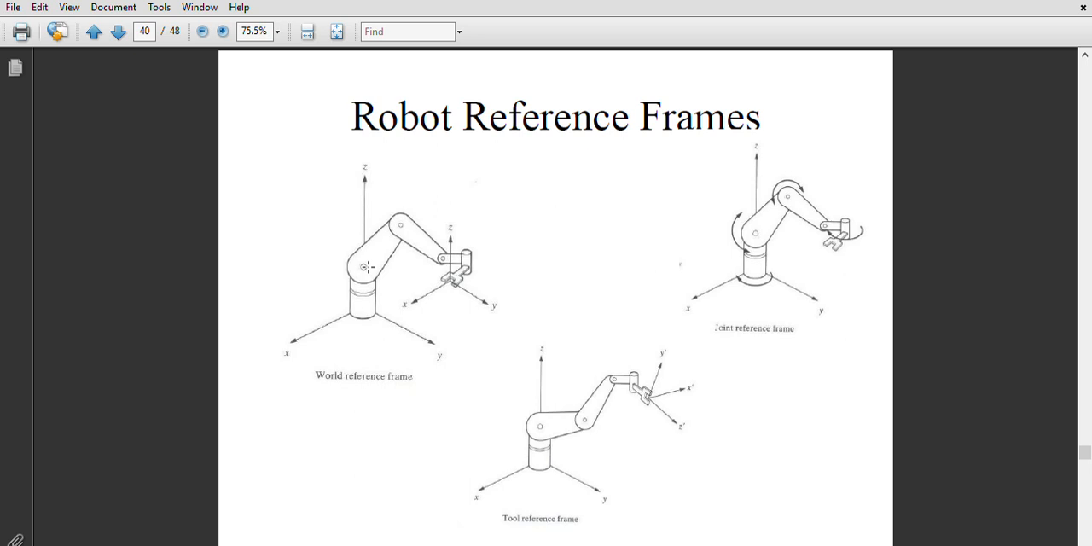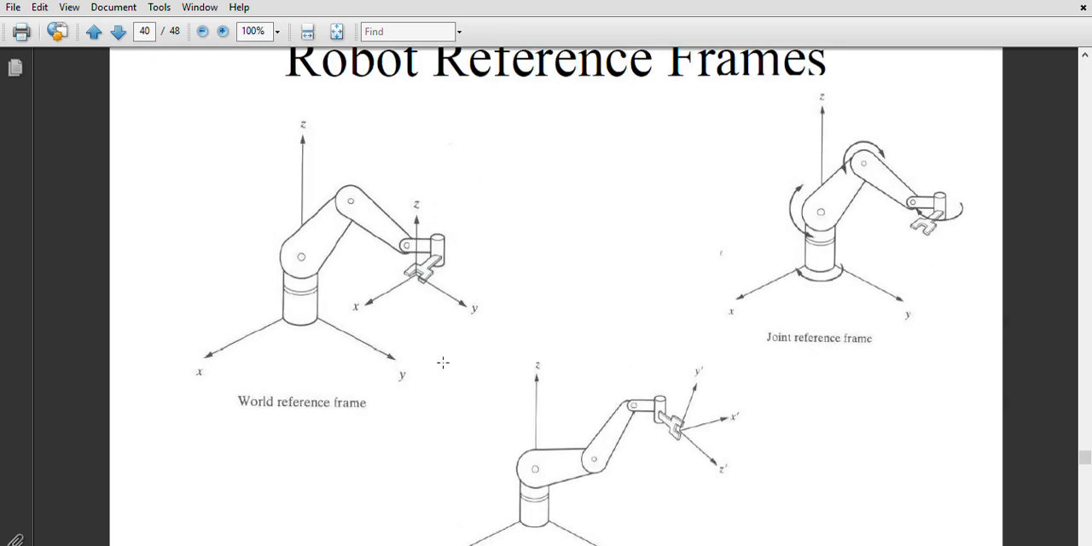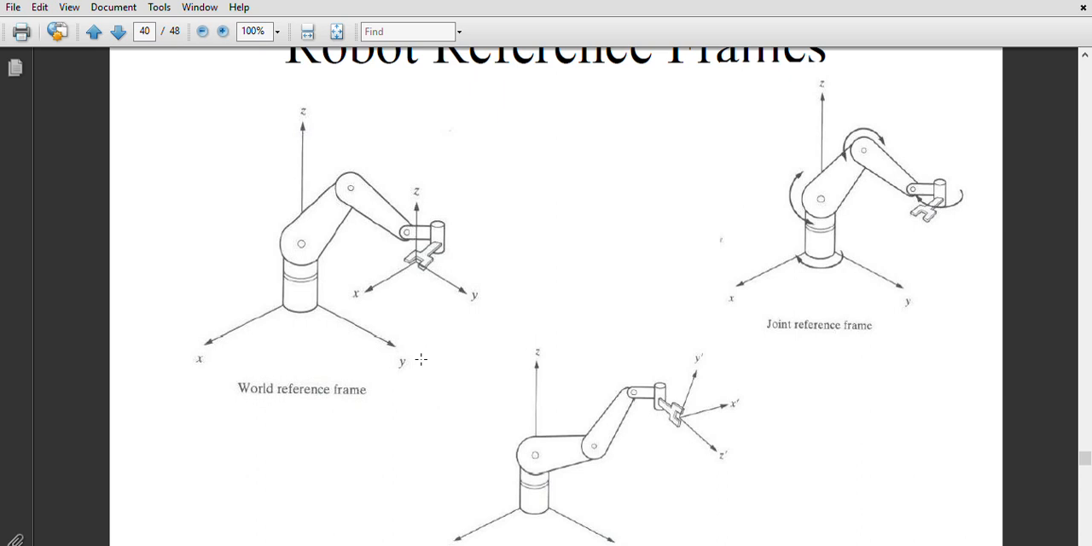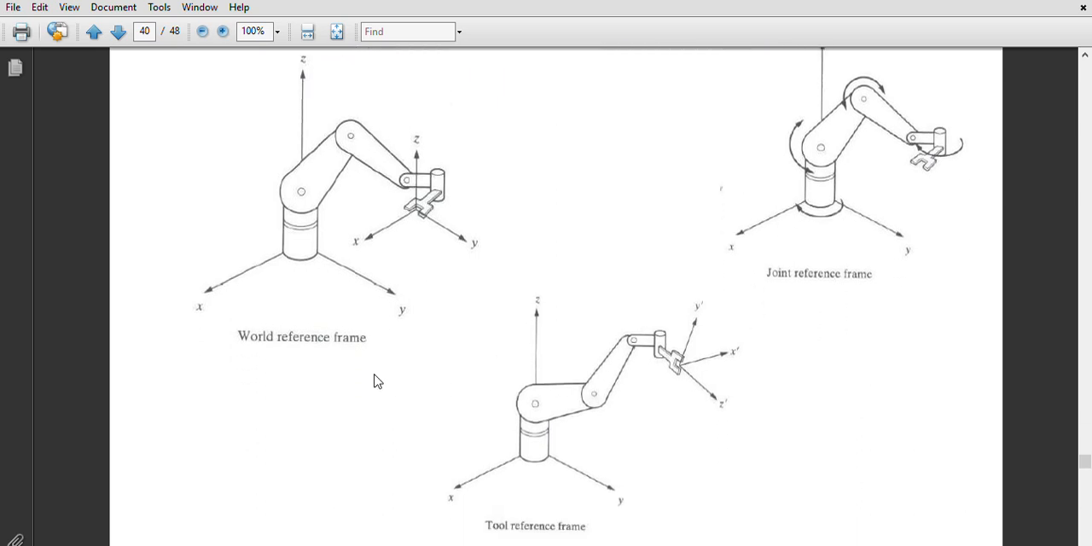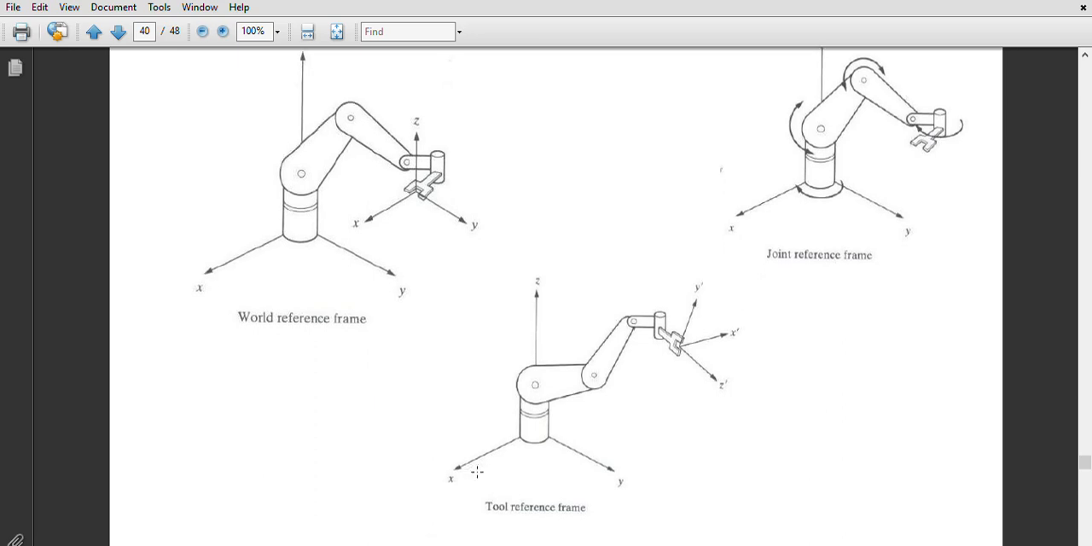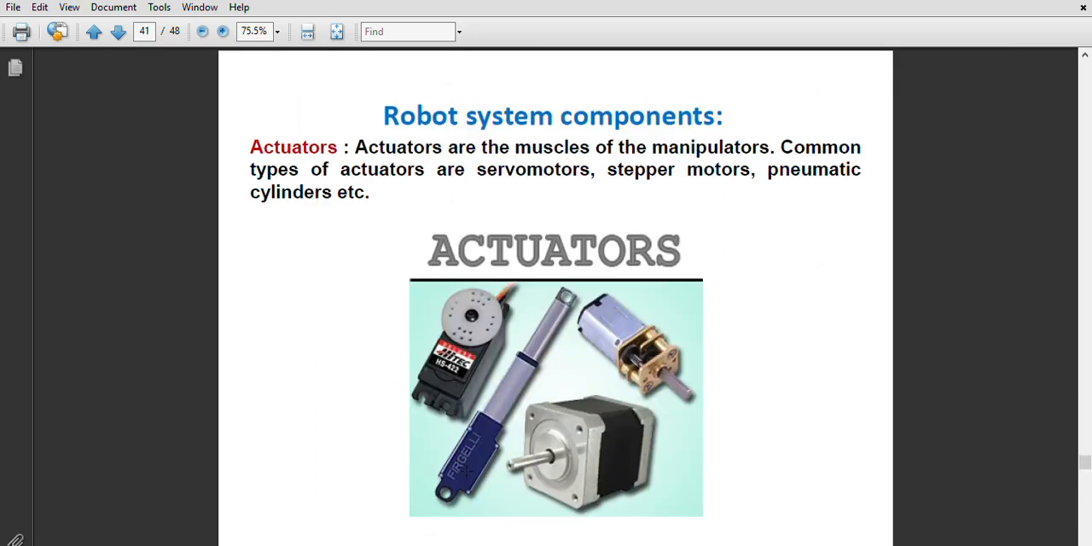Next we can see the robot reference frames. The robot reference frames are where we name the axes as x, y, or z. This is the joint reference frame, this is the world reference frame, and this is the tool reference frame. We can easily differentiate them.